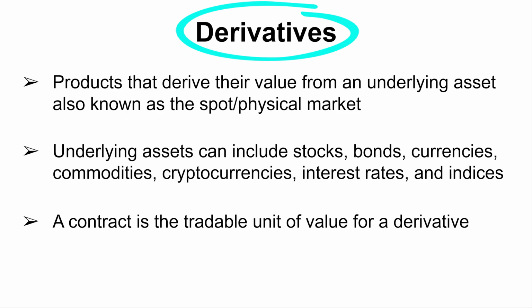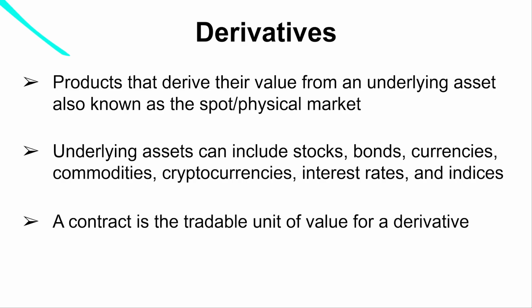But before we understand the different types of derivatives, let's get a basic definition of what a derivative is and why they're used. So let's start off at square one. The term derive or derivation, which many of you have probably heard, means to obtain from something else, or it's derived from something else. Derivatives are products that derive their value from something else.